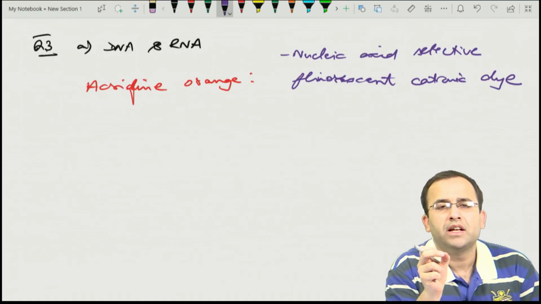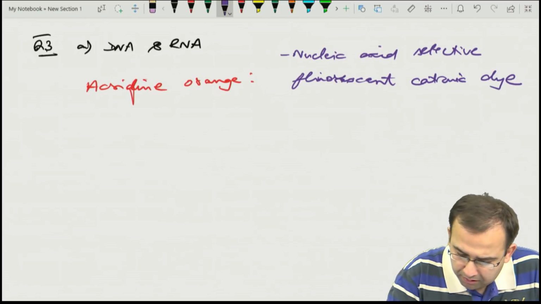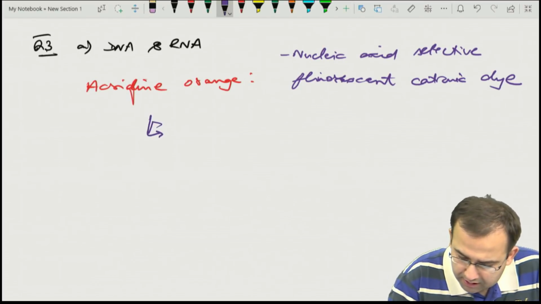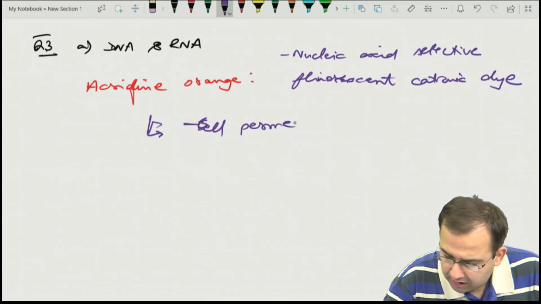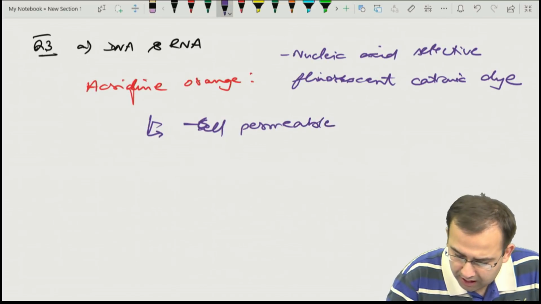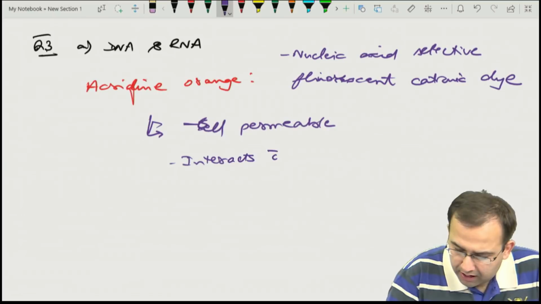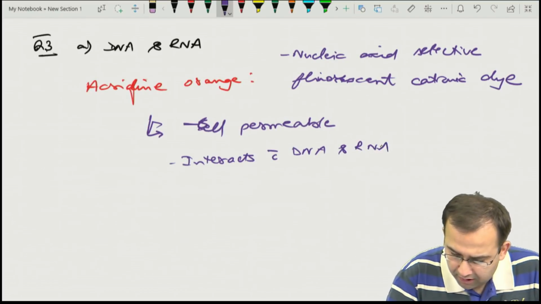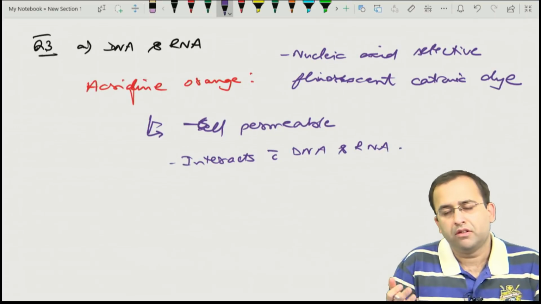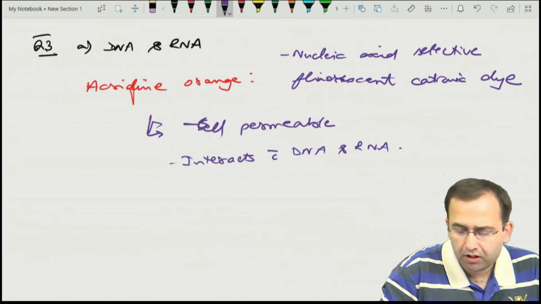It is nucleic acid selective in nature. As a result, it is cell permeable and interacts with DNA and RNA. Next point, the first role is that it interacts with DNA and RNA and is used to bind with it.